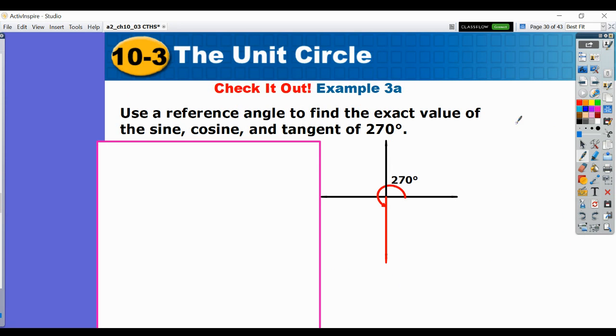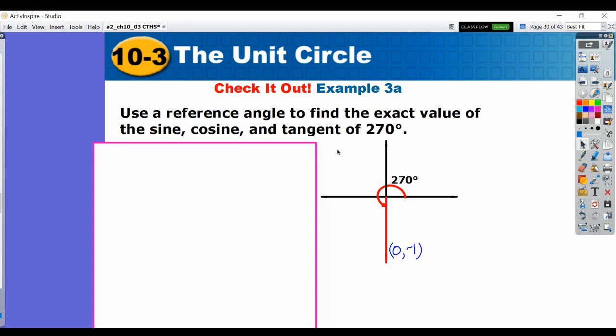So let's try this one. Well, 270, that's not really a 30, a 45, or a 60. So when it says use a reference angle, I don't necessarily use a reference angle because I know this point down here is 0, negative 1. So I'm not going to need to use a reference angle. Anyway, let's find sine, cosine, and tangent of that one real quick. So sine of 270 is which coordinate? And cosine is the x coordinate.